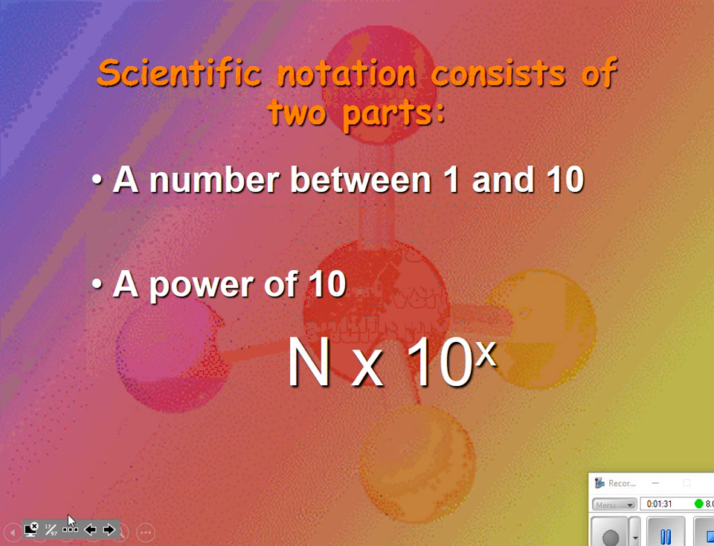Two main parts. This n here will be a number between 1 and 10. And this 10^x is the power of 10. 10 to the what power? So n times 10 to the x power. The big thing though, the n, remember, has got to be a number between 1 and 10.